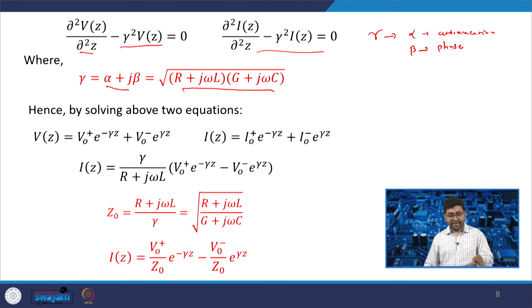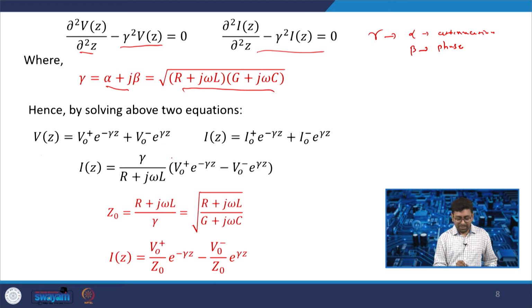So, your attenuation you will get by alpha, and beta will define the phase. This is a normal wave equation. The solution of wave equation is already known. You can write the voltage and current at any distance z as V(z) = V0+ e^(-γz) + V0- e^(+γz).